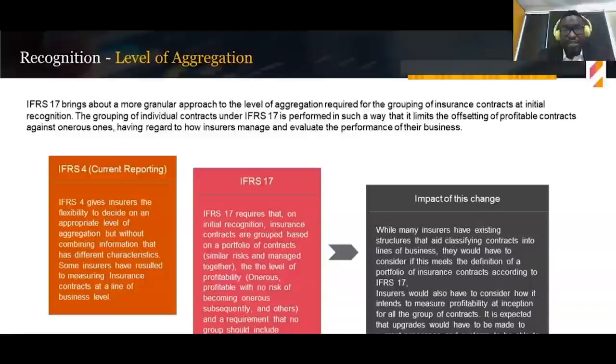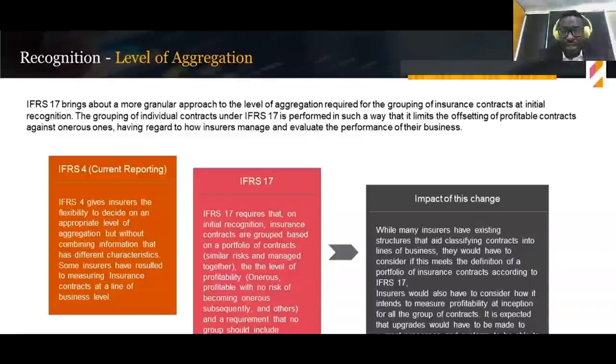This means that we need to pay more attention to how we determine the profitability of all of these contracts. So the question then is, how do I determine a contract that is profitable versus a contract that is not profitable? So these are some of the considerations that IFRS 17 introduces.